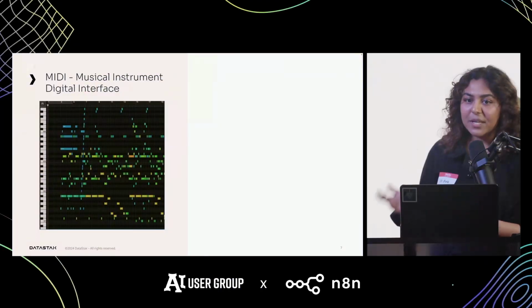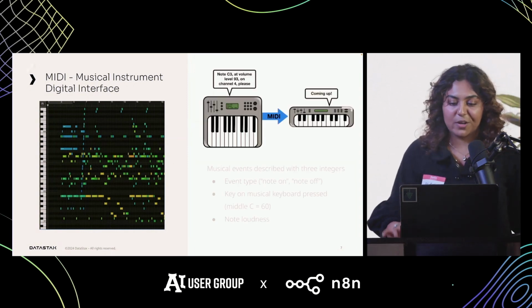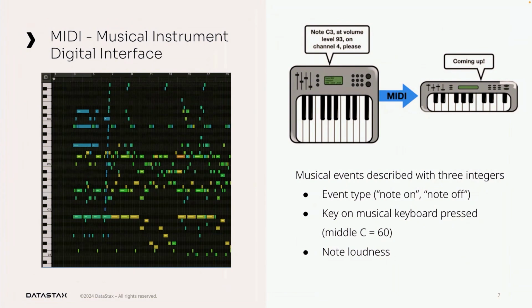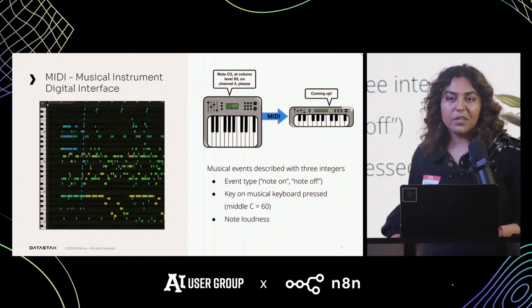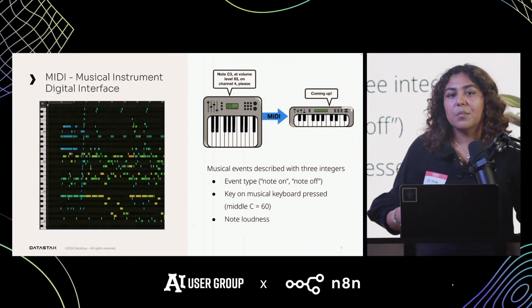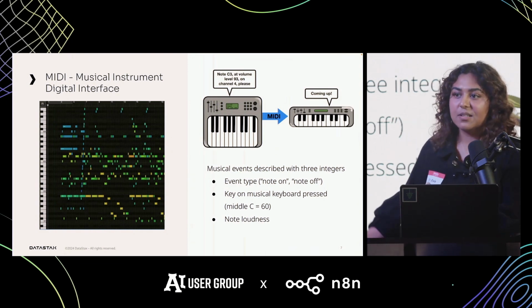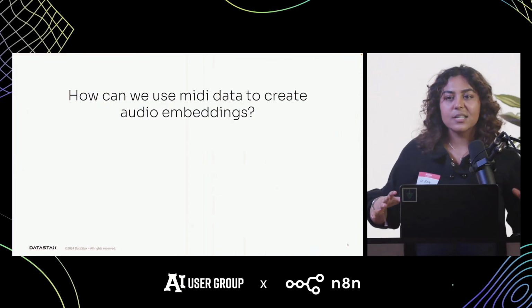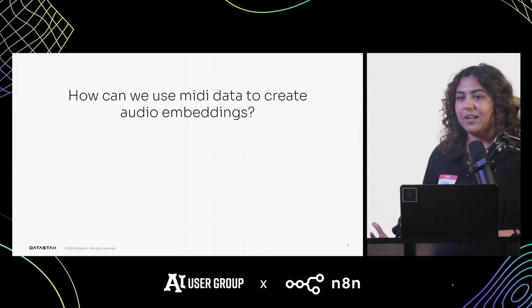MIDI stands for Musical Instrument Digital Interface. It is basically a set of numbers that represent the digital audio of music, similar to how ASCII represents text. It conveys detailed musical instructions with musical events, described with integers for the event type, the key pressed on the musical keyboard, like middle C is 60, C sharp is 61, and so forth, and the note loudness. And so how can we use this idea of MIDI data to create audio embeddings?